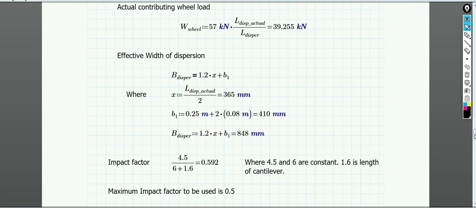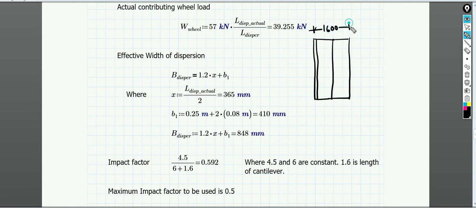Then effective width. Now we were only looking at the cross section. If I look from the top, suppose this is the railing portion, this is the footpath portion, and then we have this edge of the beam. Total we have 1600, this is 600. The loading is being placed over here like this. This distance we have already calculated, the dispersion length is 730.